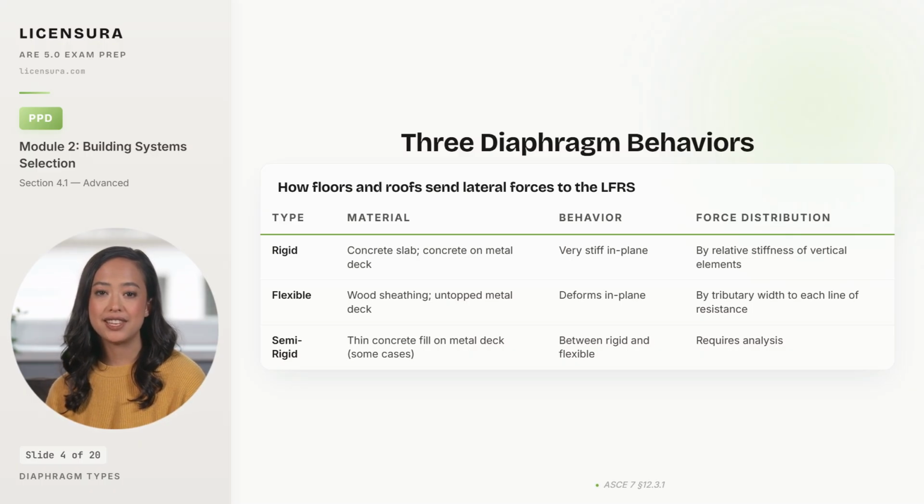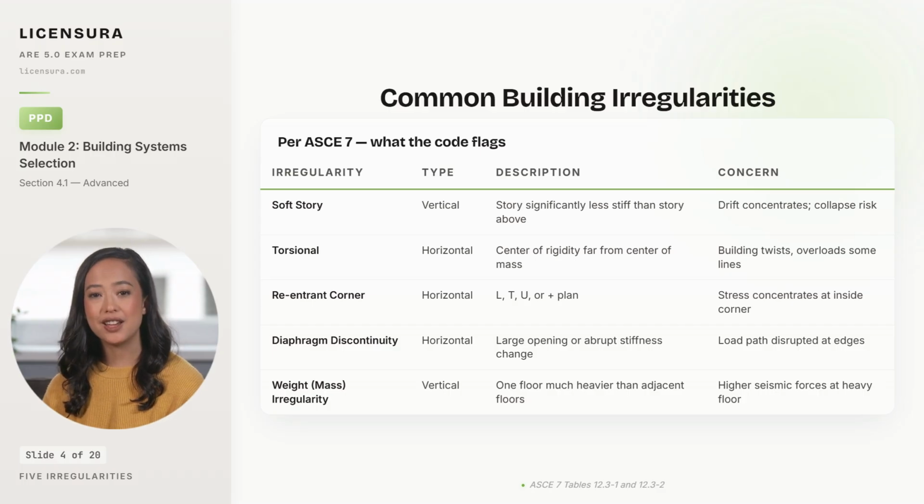Beyond diaphragms, ASCE 7 calls out 5 plan and section irregularities that trigger penalty factors and special detailing. 5 irregularities ASCE 7 calls out, each one converting an architectural choice into a structural penalty.